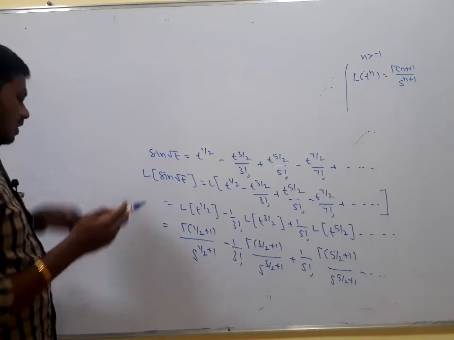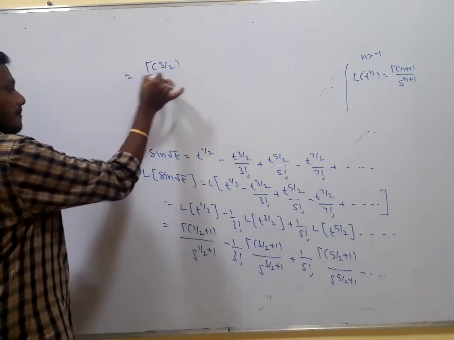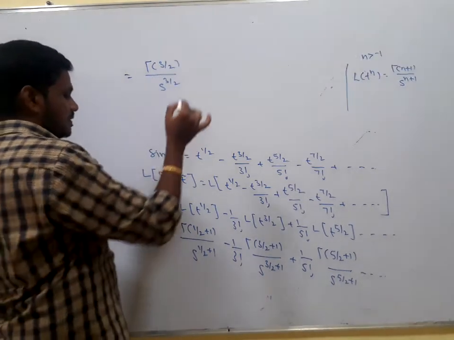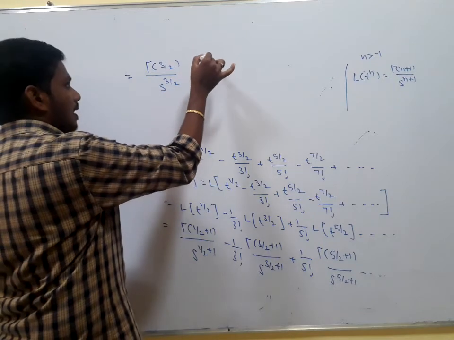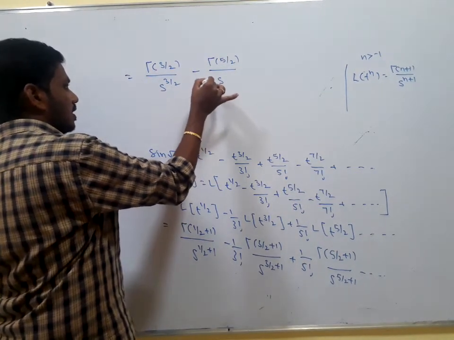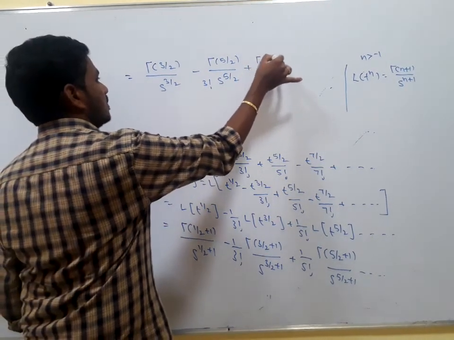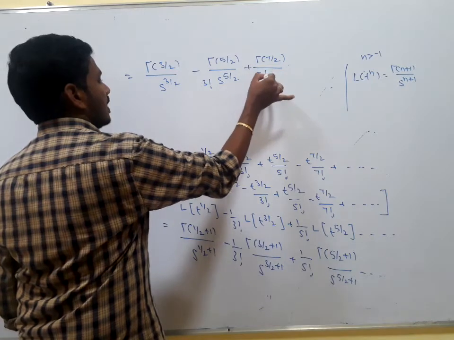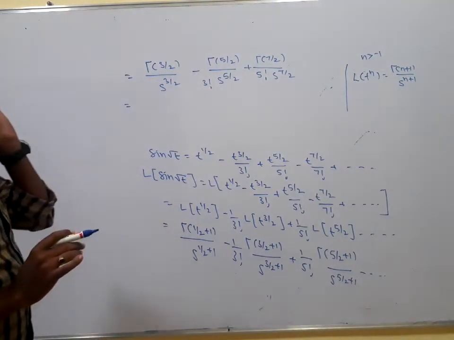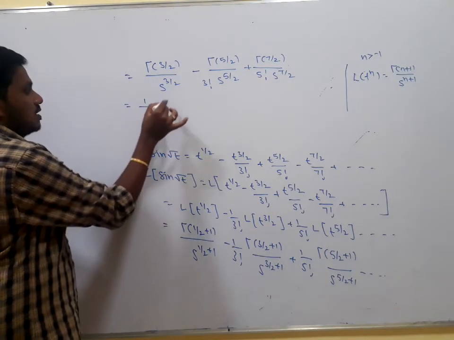gamma of 3 by 2 divided by s to the power of 3 by 2, minus gamma of 5 by 2 divided by 3 factorial into s to the power of 5 by 2, plus gamma of 7 by 2 divided by 5 factorial s to the power of 7 by 2. Yes, we can take common 1 by s to the power of 3 by 2.